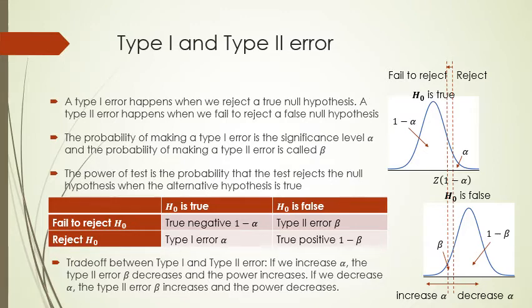Also, if we decrease alpha, for example, from 0.05 to 0.01, then the red dashed line will shift right. Type 2 error beta will increase, and the power of test 1 minus beta will decrease. Since type 1 and type 2 error adversely affect each other, there is a trade-off between them, and we need to balance these two errors.